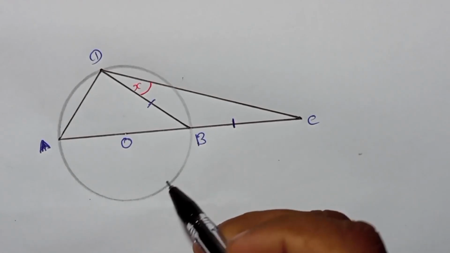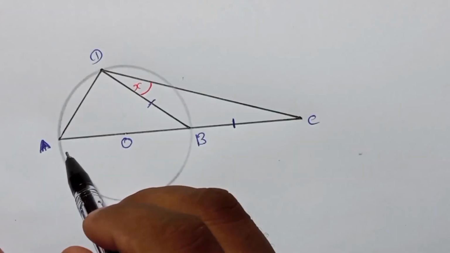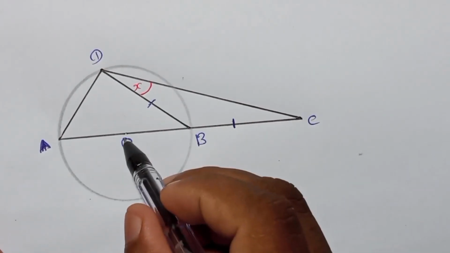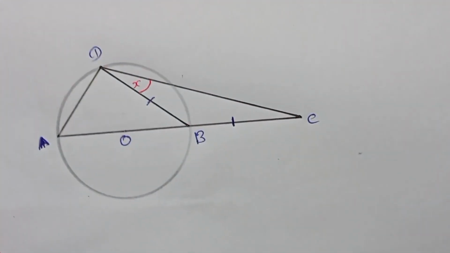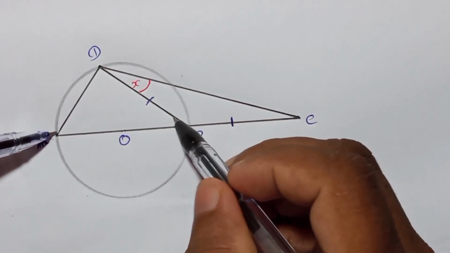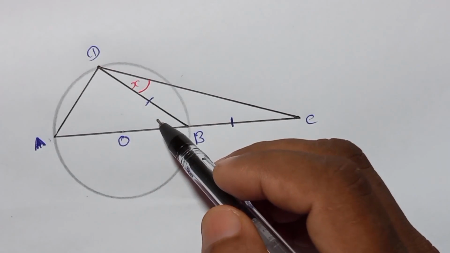Okay, now we need to find the value of x here, right? Now they tell us AOBC is a straight line, and O is the center, so that's why AB is the diameter. From the diameter, the angle subtended at the circumference should be 90.